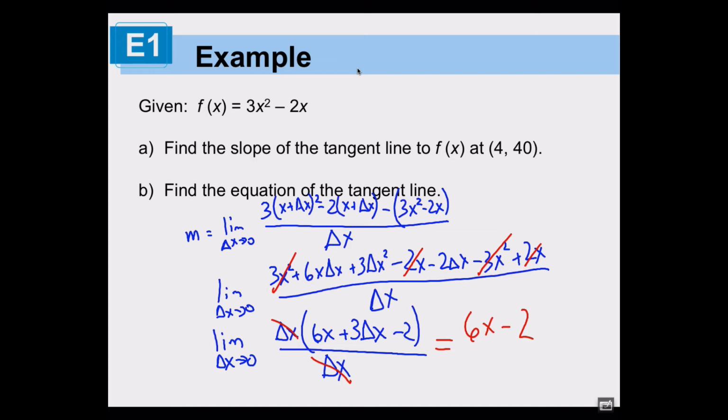Does that make sense? And that's a really important point. People get frustrated when they calculate a slope and they don't get a numerical value. The slope changes depending on where you're talking about on the graph. Where are we talking about on the graph? 440. Which means that the slope at 440 would be 22.